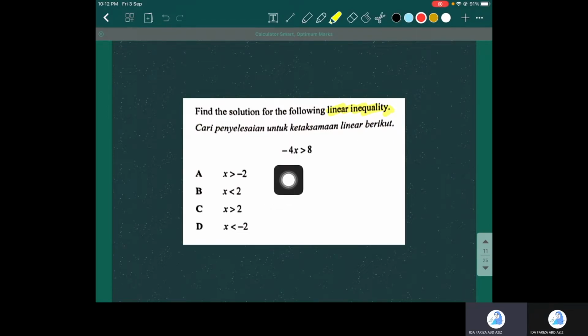Cuma ada beberapa tips kat sini. Okay, pertama, kalau your X ni negatif, so nanti bila you nak tulis jawapan, kalau dalam jawapan you nanti X kita ni negatif kan? Okay, dalam calculator dia akan bagi jawapan. Bila dapat jawapan tu, you kena tukar simbol. Kena terbalikkan simbol ni. Kalau dia greater than, you kena jadikan dia less than.